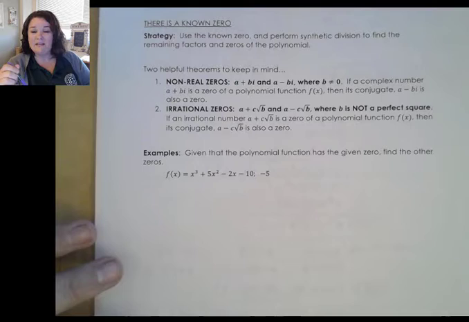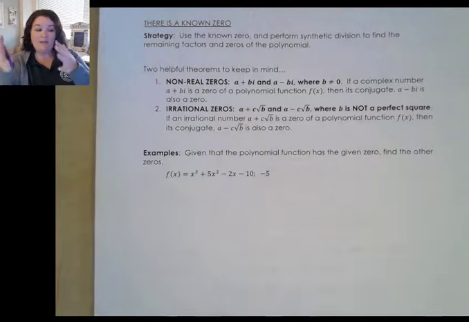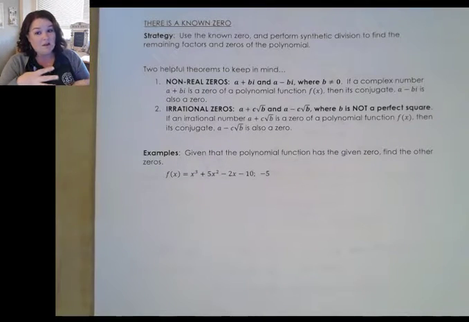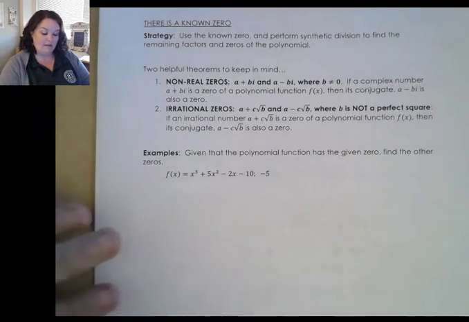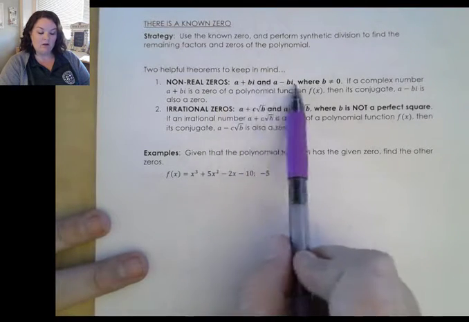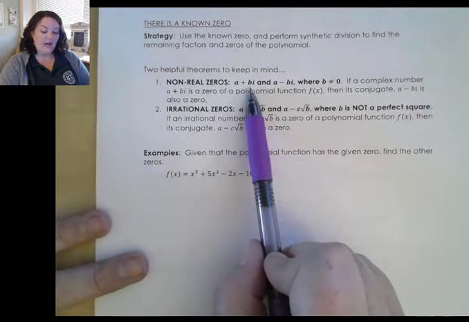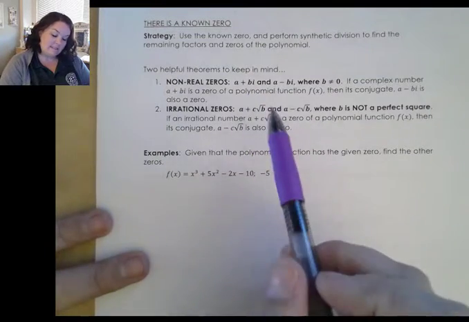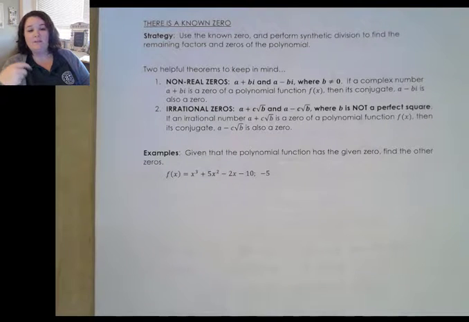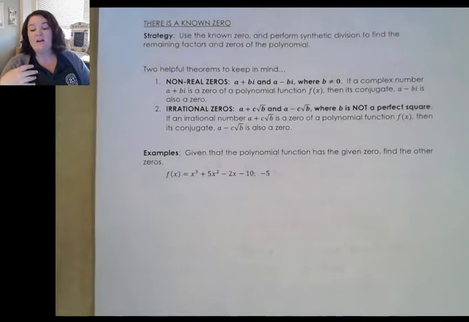Okay. Now keep in mind, a lot of times once they give us a zero and we work it out and we get the quotient, it's something we can easily factor, but not always. Sometimes it's something we can't factor. So there's a couple of helpful hints to keep in mind that come from these theorems. One is the non-real zeros, meaning our i terms, right? So what this is saying is basically zeros and factors that contain complex numbers appear in conjugate pairs.